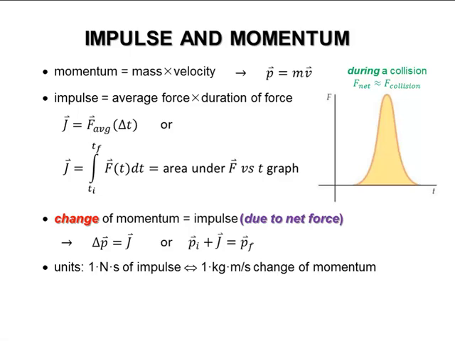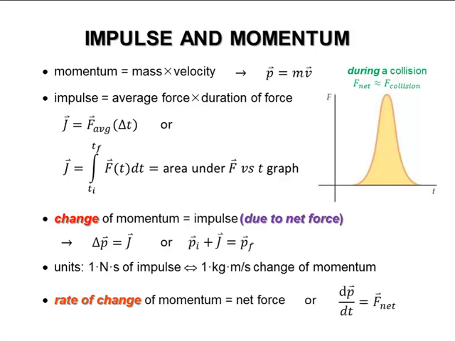Now, another way we can package this concept, if you like, is to go back to the definition of impulse as the integral of the force versus time. If we undo the integral, so to speak, we get that the rate of change of momentum is just equal to the net force, which is to say dp/dt is equal to the net force. So either one of these ways of thinking about an interaction can be very helpful.